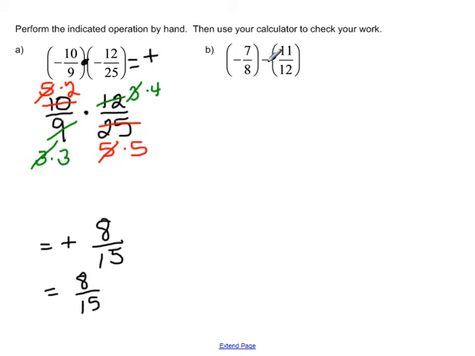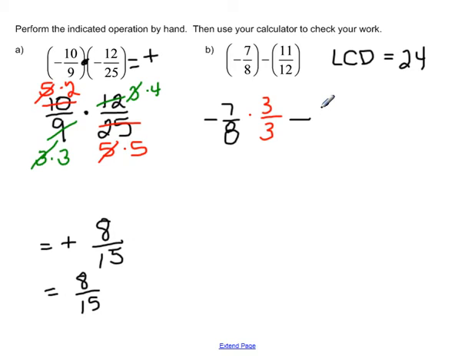Now the second problem, we have subtraction going on, and we know it's not multiplying because the subtraction sign is in between the parentheses. So if we're going to subtract, we're going to have to find an LCD whenever we add or subtract fractions. So for these two denominators, the 8 and the 12, the LCD is 24. So let's go ahead and build to the common denominator. So negative 7/8, we're going to have to multiply that by 3 over 3 because 8 times 3 is going to give me the 24 denominator.